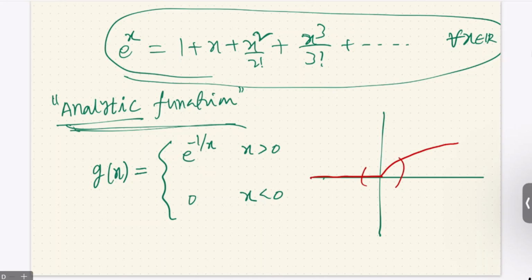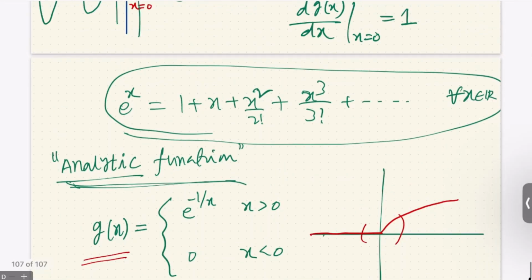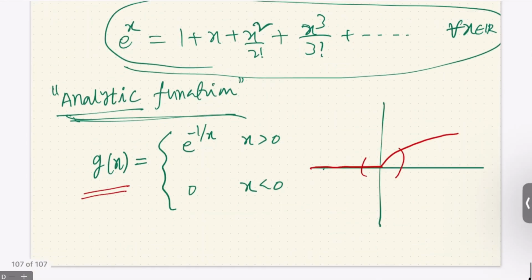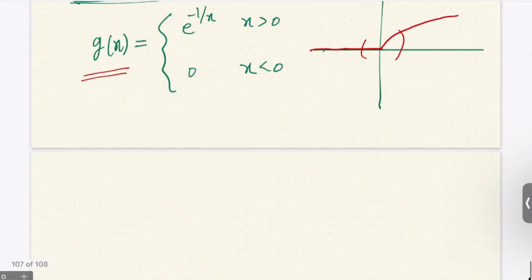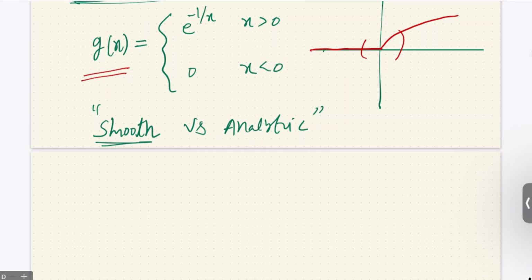So you cannot get an expression for the Taylor series for these kinds of functions that is valid for all x belonging to R. So I can say very clearly two things: smooth versus analytic are quite different. All smooth functions are not analytic. Smooth doesn't imply analytic.